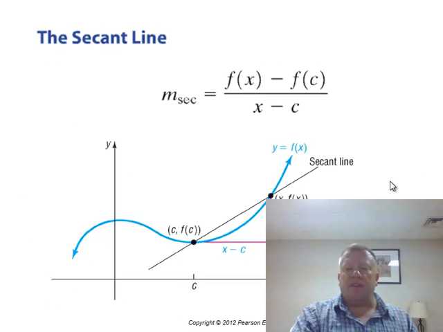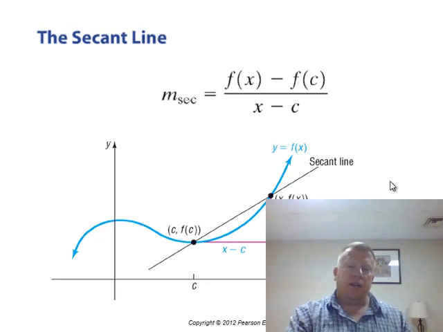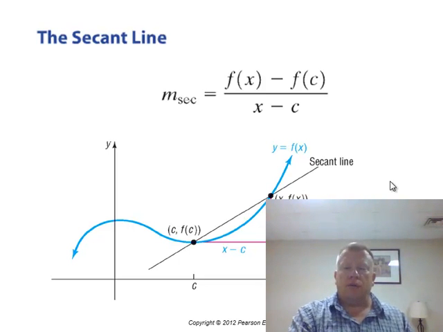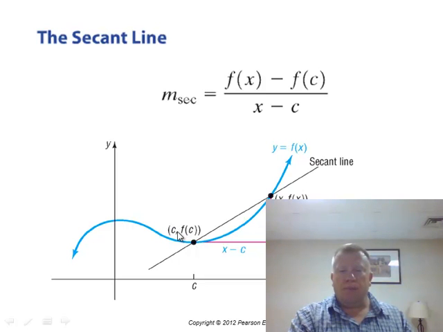Now let's talk about secant line. A secant line is nothing more than a line that goes through 2 points on a curve, the curve being the graph of a function. All right, so the blue curve is the graph of some function, f of x. And we've got two values of x, x equals c and x equals x, and you have these two values of y, f of c and f of x. So what is the slope of that secant line?